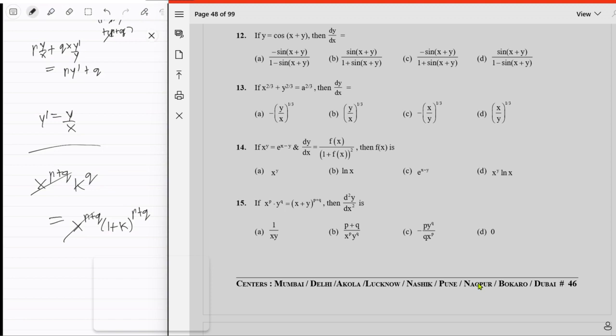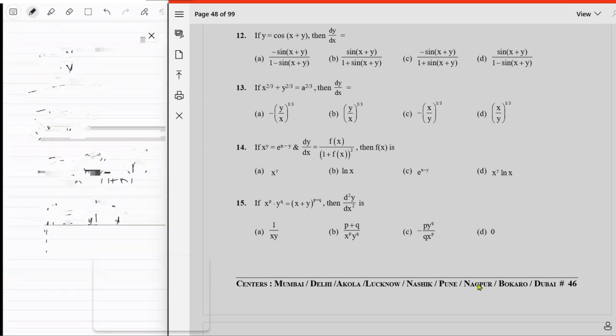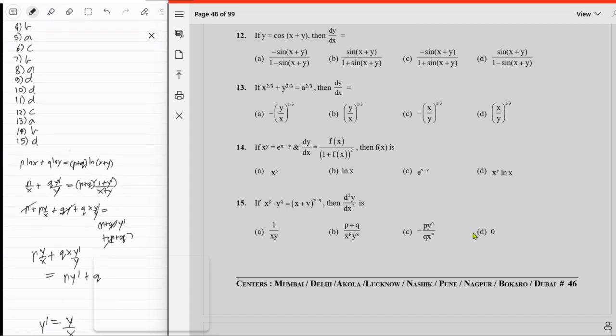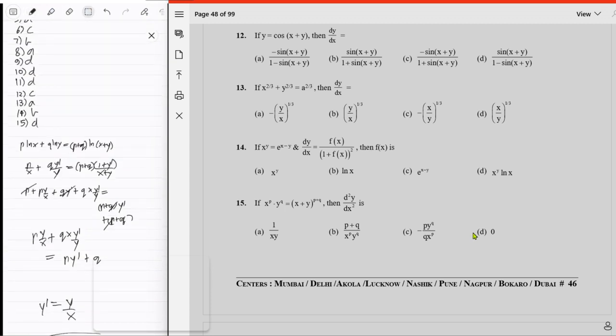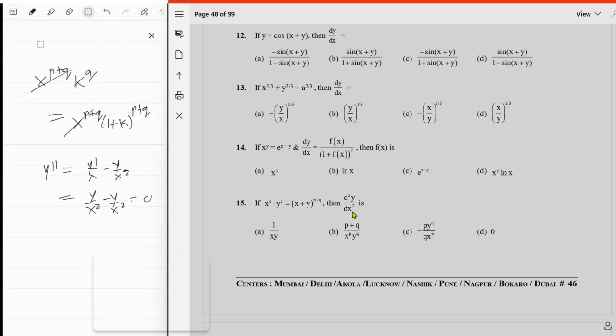Now we have it, right? So y double dash is just 0. Yeah, because y dash is equal to y upon x. Okay, do I really have to show this to you? Differentiate it once again. What do you get? You will just get y double dash is equal to y dash upon x minus y upon x square. And then what's y dash? It's just y upon x. This will just be y upon x square minus y upon x square, which is just 0. There you go. So it's D. Huh, interesting. Which means that next time I see something like this, I'll just put y equal to kx.